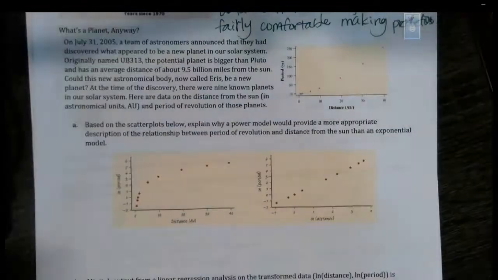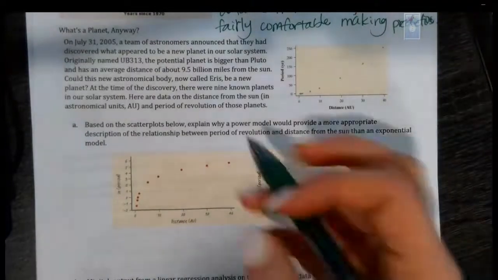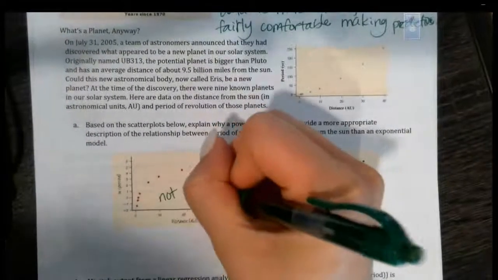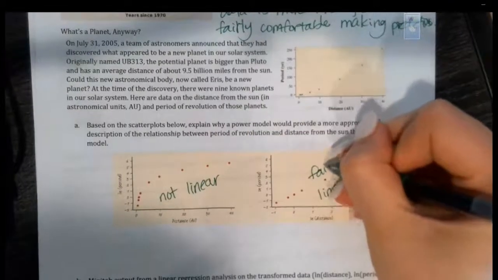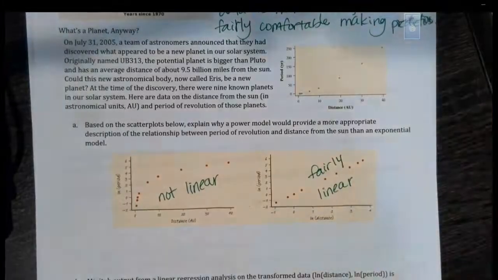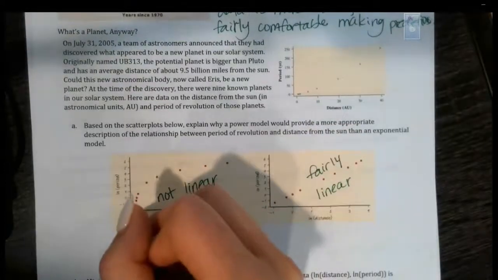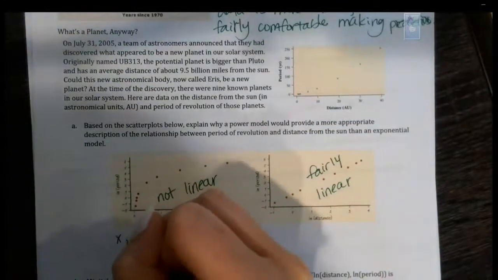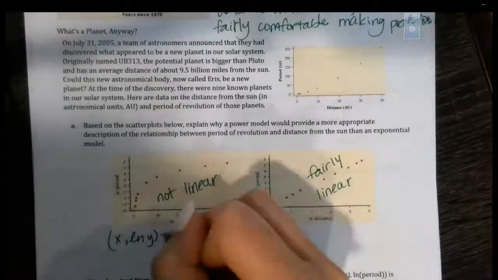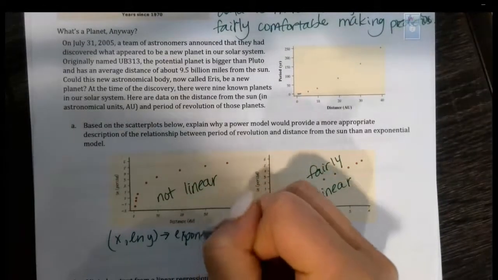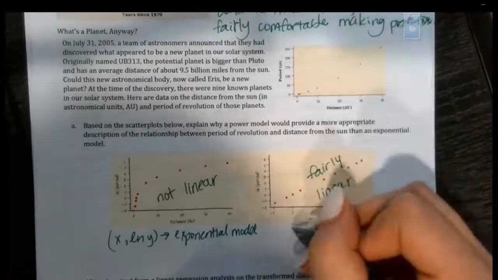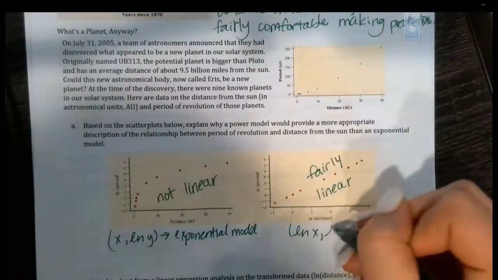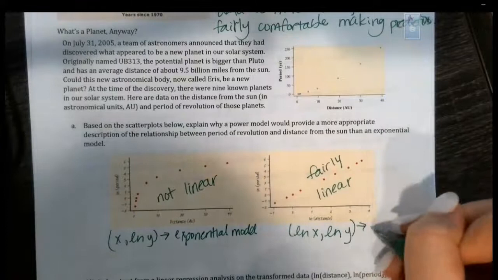All right. So if we look here, this is not linear versus this is fairly linear, right? There is a strong linear positive relationship. All right. So this here is the graph of x versus the natural log of y, which is an exponential model. This here is a graph of the natural log of x versus the natural log of y, which is a power model.